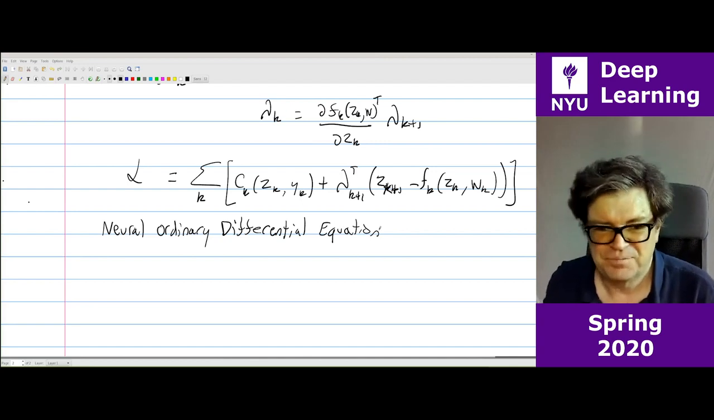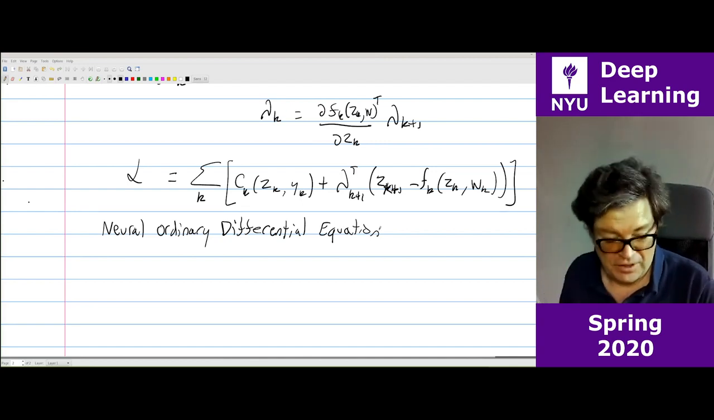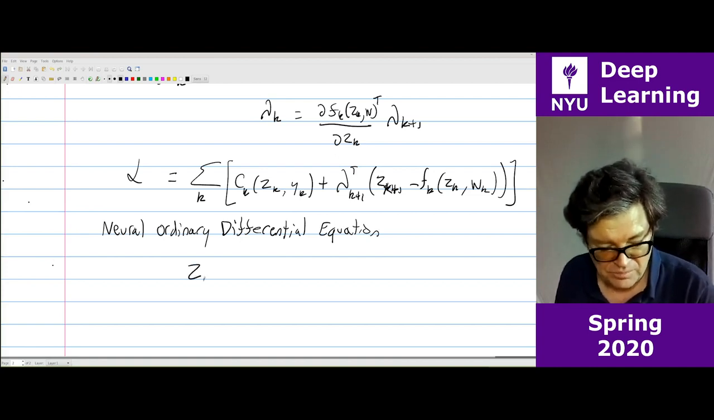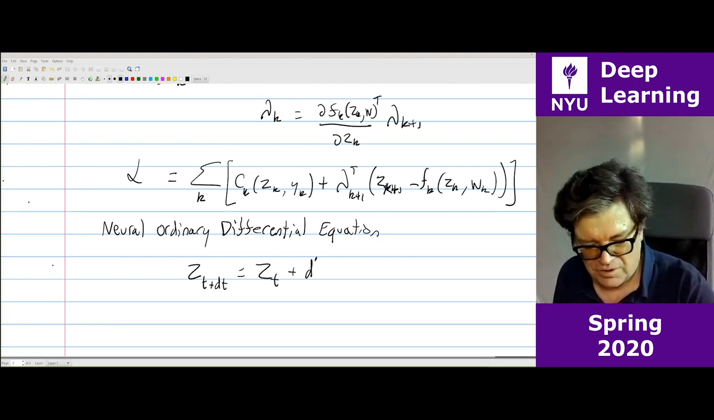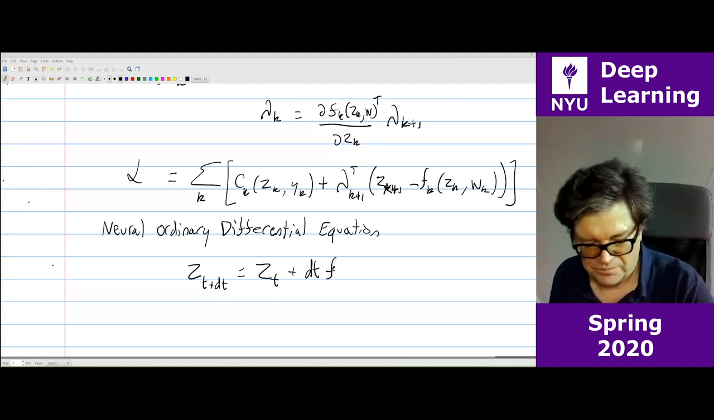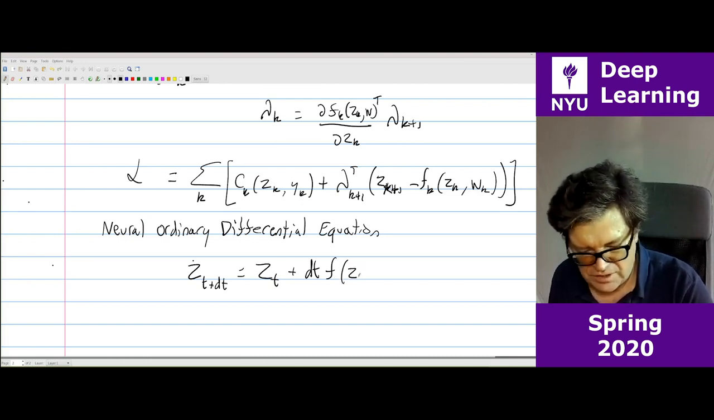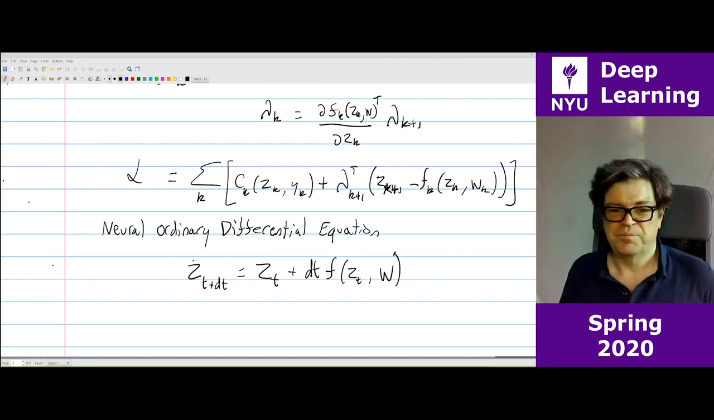So neural ODE. This is a type of neural net, which is basically a recurrent neural net where you say my state at time t plus delta t is equal to my state at time t plus delta t times some function, which is a constant function of zt and a bunch of parameters, which are fixed, okay? They don't vary with time.